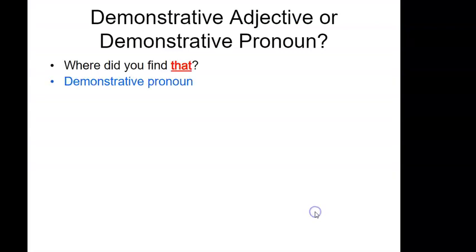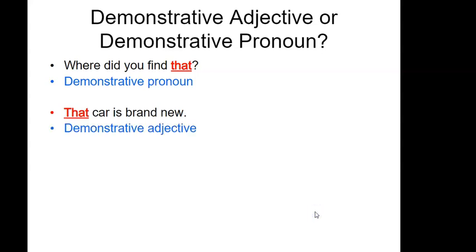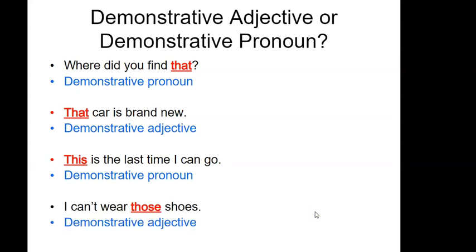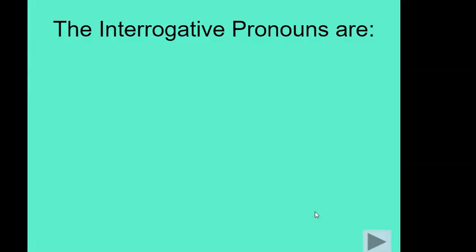Where do you find that demonstrative pronoun? That cat is brand new. Demonstrative adjective. This is the last time I can go. Also demonstrative pronoun. I can't wear those shoes. Demonstrative adjective.